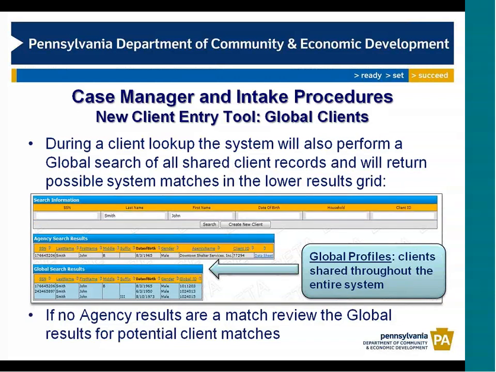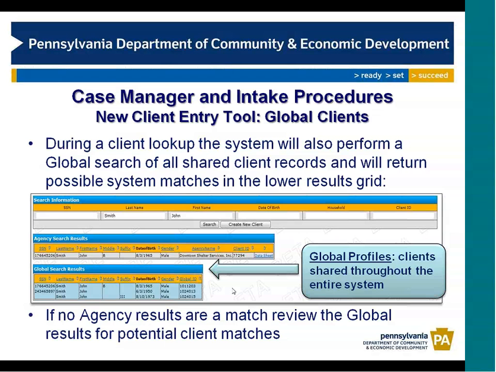Now, the new part of the system with the global sharing: during a lookup, the system will simultaneously perform both an interagency search as well as a full system-wide search and return any global client matches it finds down here in the global search results. As you see here, it has a lot of the same information, but it will be highlighted in this powder blue, and it shows any clients that have shared data throughout the system. If you've had agency clients that have shared data, they'll probably also show up there, but it will also show clients that have visited other agencies.